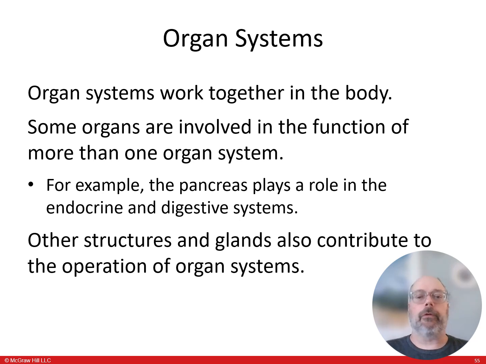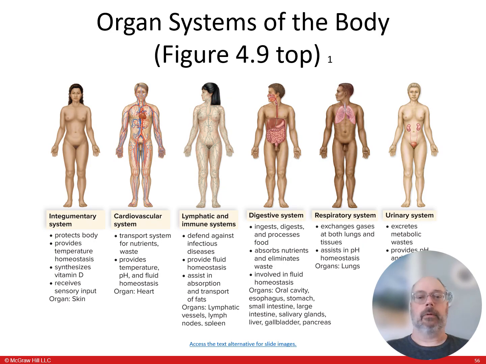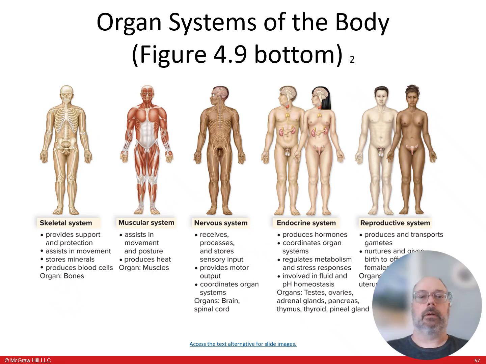So basically, organ systems work together in a body. For example, like the book gives here, the pancreas plays a role in endocrine and digestive systems. There are other structures and glands that also contribute to the operation of organ systems. All right, just different types of organ systems in our body.